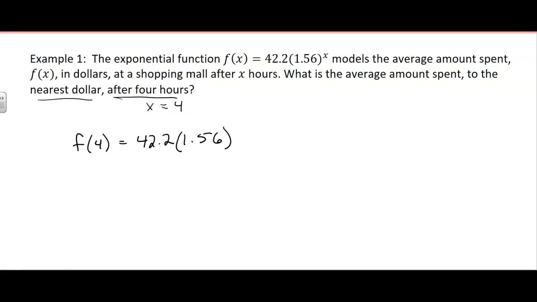Now, you're going to be doing a lot of calculator work in this section because we don't do these by hand. I'm not going to raise 1.56 to the 4th power by hand. That would take me all day. Okay, so I grab my calculator, and I just have a cheap calculator, like $10 or something. It's not even a great one, but it's a Texas Instrument, and they're pretty good calculators.